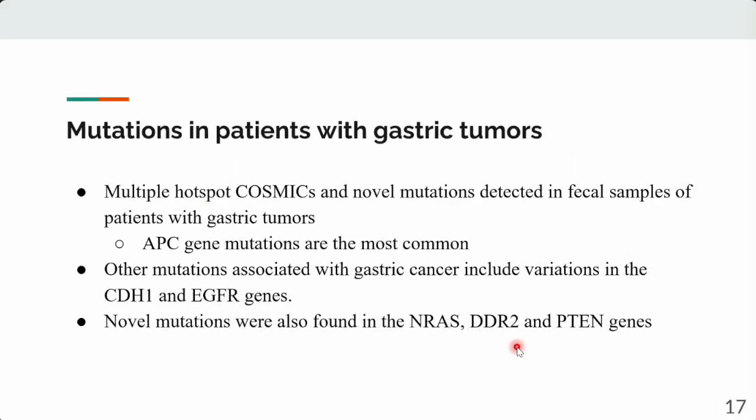In gastric tumors, they made the first in-depth study in this area using fecal samples. Among them, APC mutation was the most common change, and new mutations in genes such as NRAS, DDR2, and PTEN were also identified.